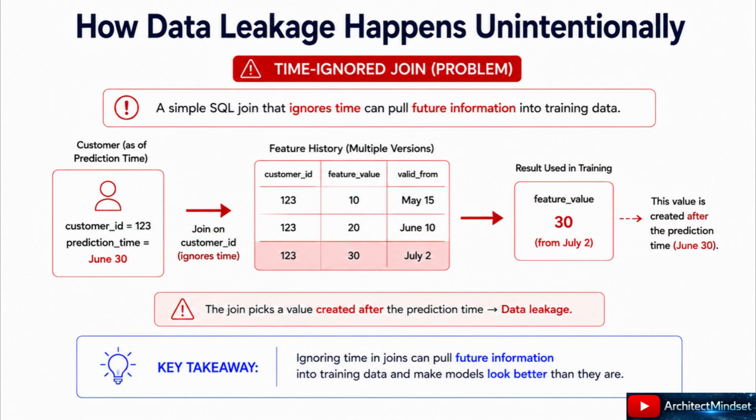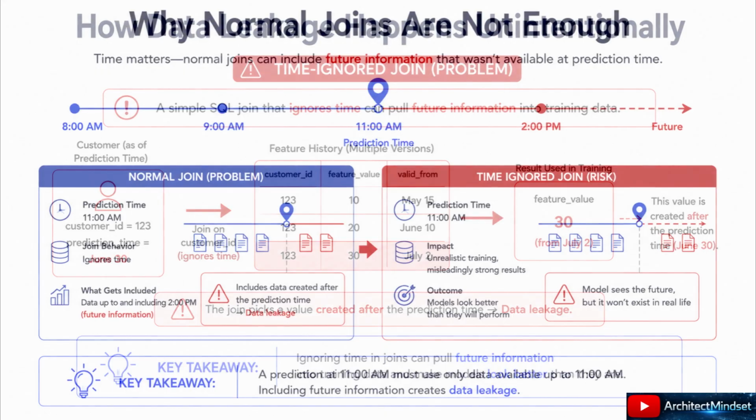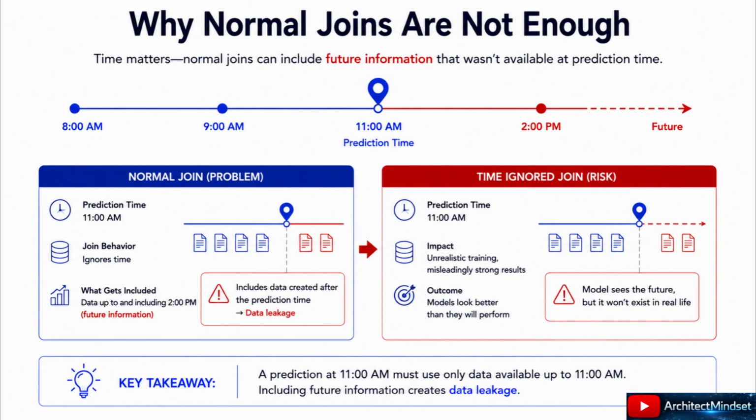It is risky because it can occur unintentionally. A simple SQL join can cause it. For example, a customer table may be joined with a feature table on customer ID. If the feature table contains multiple historical versions of attributes and the join ignores time, it may select values created after the prediction timestamp. This contaminates the training data and teaches the model patterns that would not exist in real-world predictions. This is why normal joins are not enough.